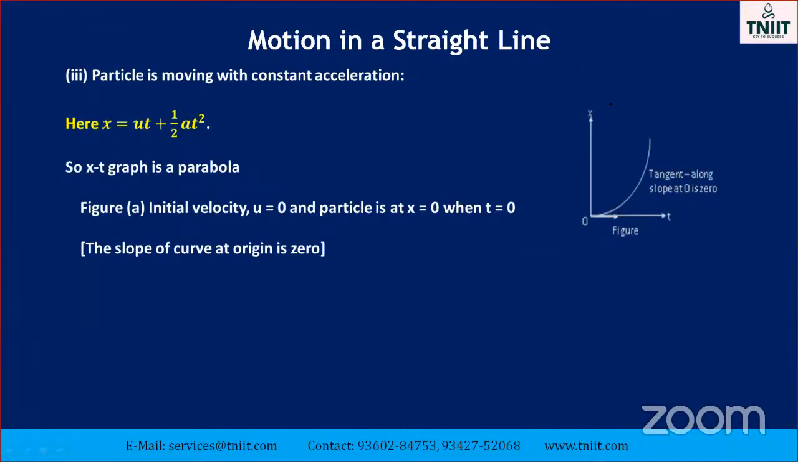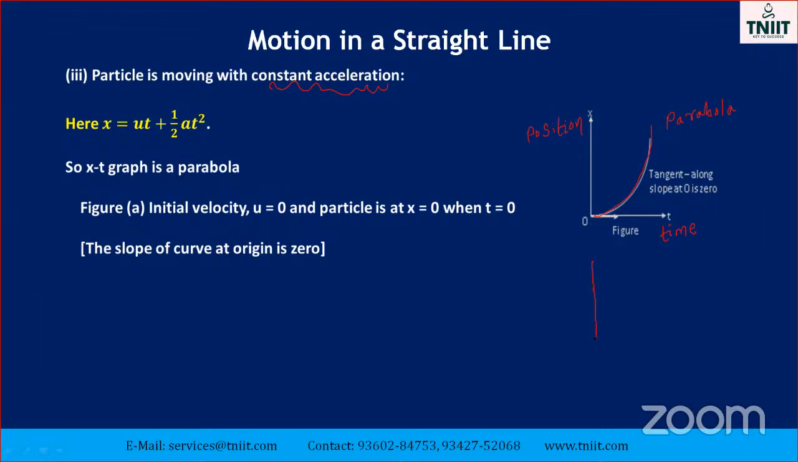Suppose the particle is moving with constant acceleration. If it is having a constant acceleration, how will the position time graph be represented? This is position and this is time. If you give acceleration, then the particle will move in the parabolic path. Remember, position time graph will be a parabolic path if you are giving a constant acceleration.